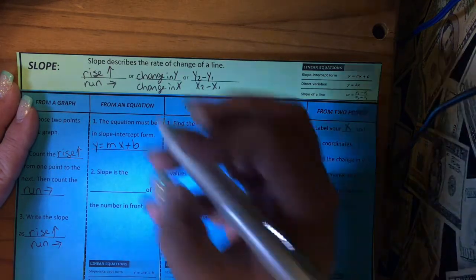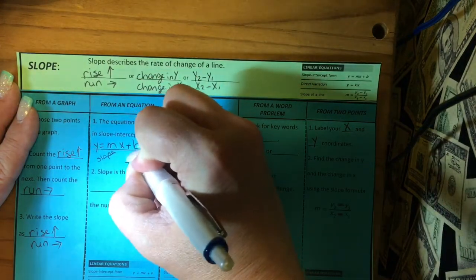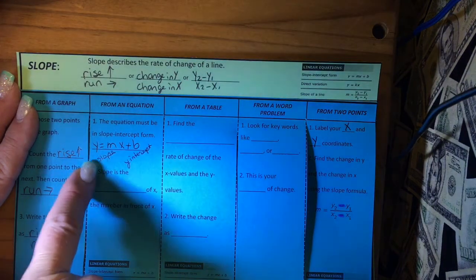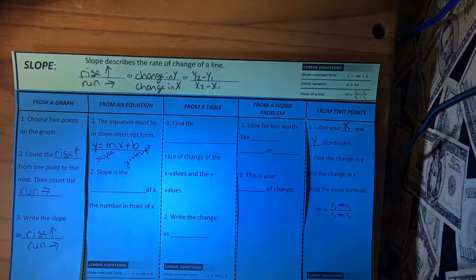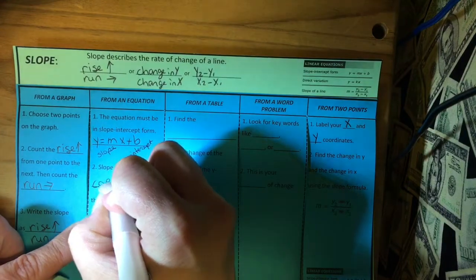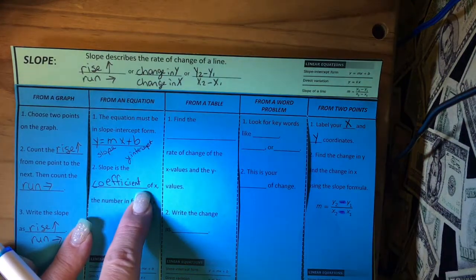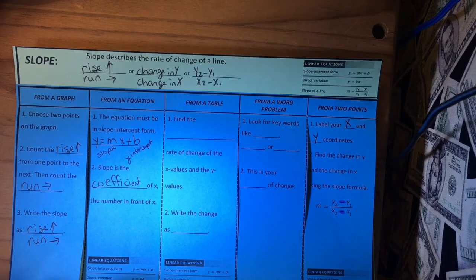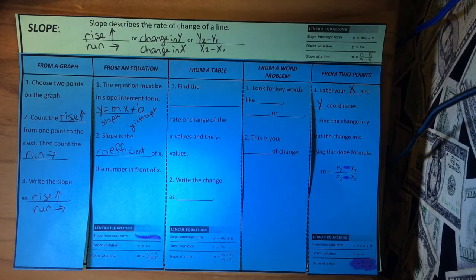So our m is our slope, and our b is our y-intercept, all right? And you just have to go with it that slope is represented with an m and y-intercept is represented with a b. All right, so slope is the coefficient of x, and that's the number in front of x. Again, this is on your reference material, slope-intercept form, y is equal to mx plus b.